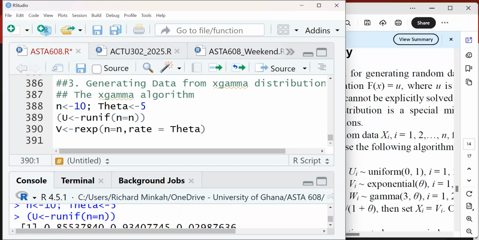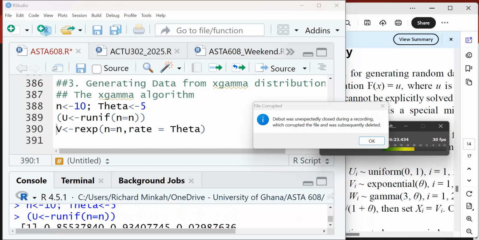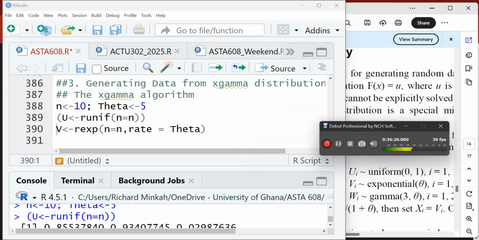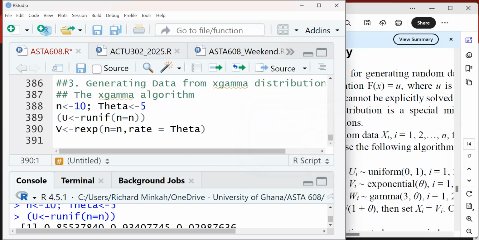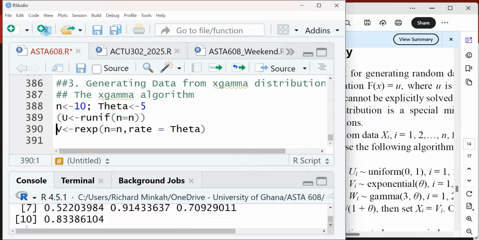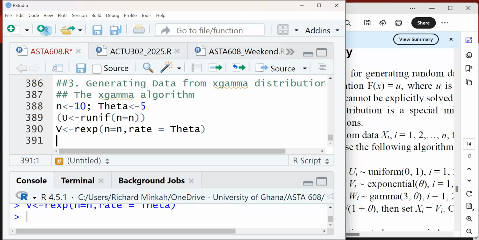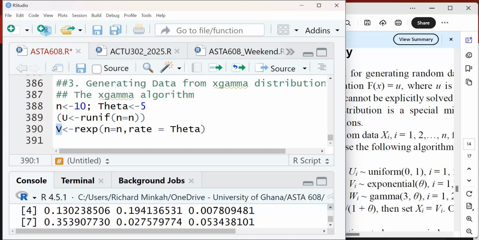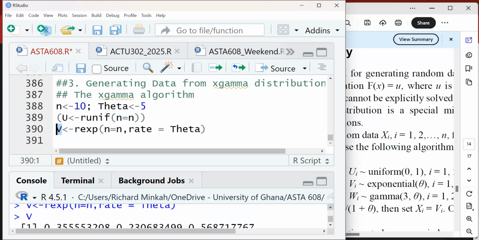And these are uniformly distributed within the parameters 0 and what? 1. Good. Then the v, let's do. So this is exponential. So v is also exponential. These are exponential distribution. Because the theta is 5, the exponential values will not be so high because it has a mean of what? 0.2. Okay.